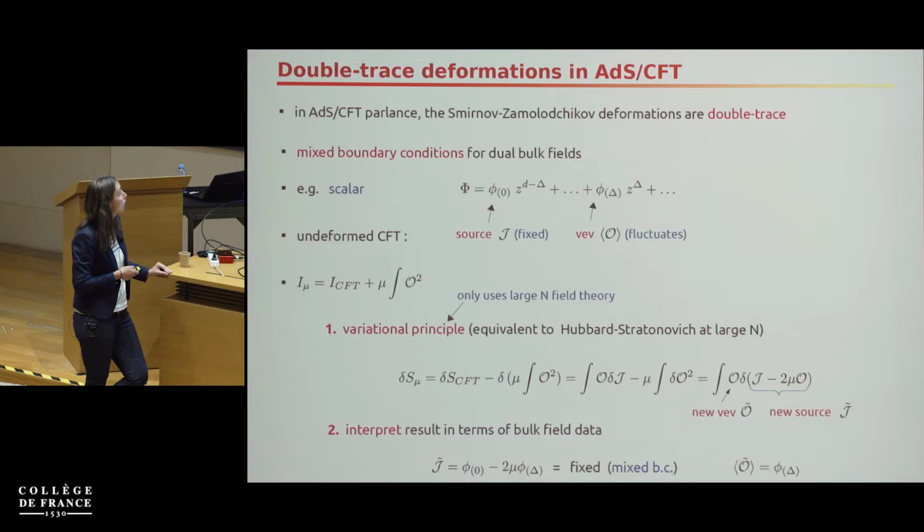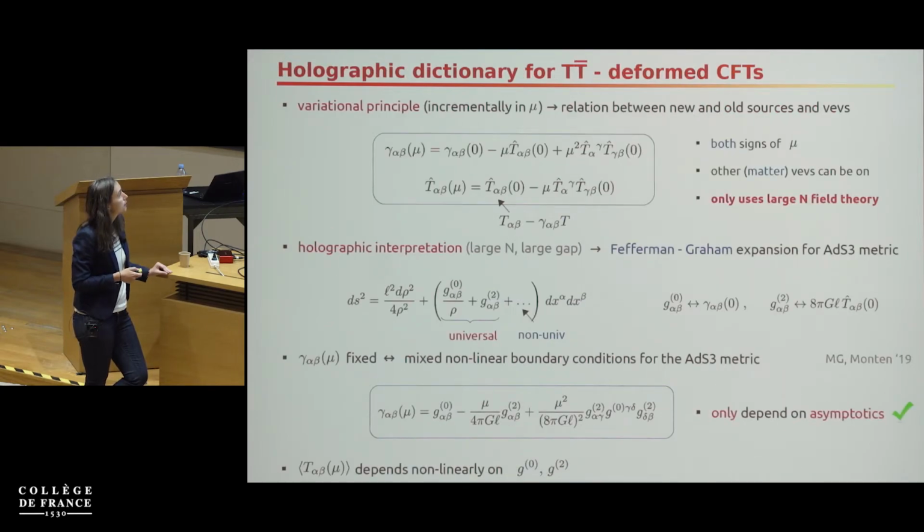It's been understood many years ago. And the point is that these TT bar and JT bar deformations can be totally treated in that standard framework. So one basically does a purely field theory analysis that tells us what the new sources and vevs are in terms of the old ones. Here, since I'm doing the TT bar operator, I'm looking at the stress tensor: the source will be the metric, and the vev will be the stress tensor. And we find this nonlinear relation. This is a purely field theory analysis at large N. We can have as many matter sources as we want, and so on. And then we use the holographic dictionary.